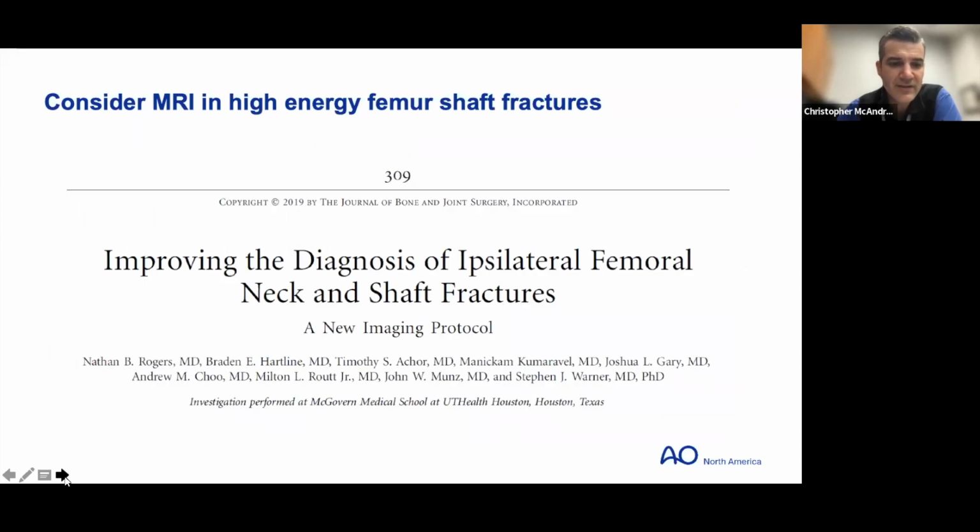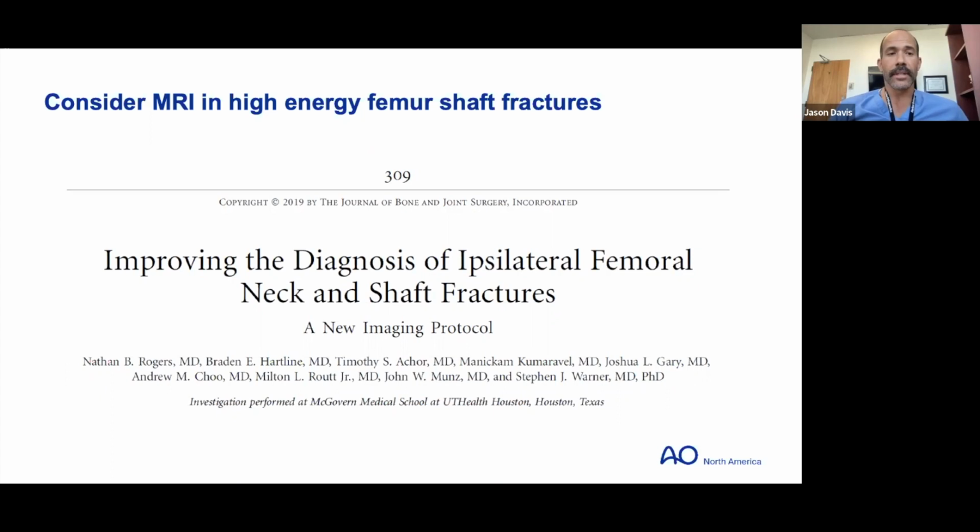Interestingly, thinking about advanced imaging, we still have quite a few missed femoral neck fractures in the setting of femoral shaft fractures, like our first patient. The Houston group brought this idea about having a limited MRI scan. It's very intriguing, and we've talked a little bit around it at our place, but we haven't gotten into it yet. Have you guys tried this yet? I think this is a pretty phenomenal idea if you can logistically make it happen.